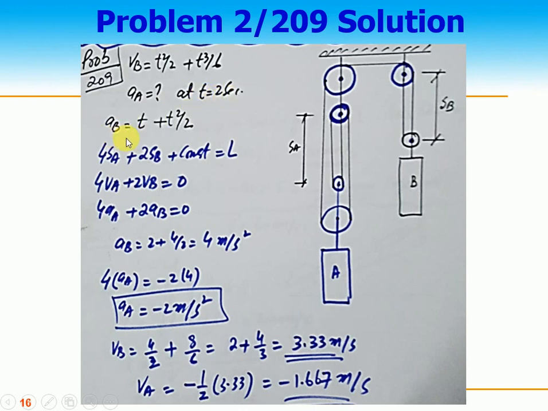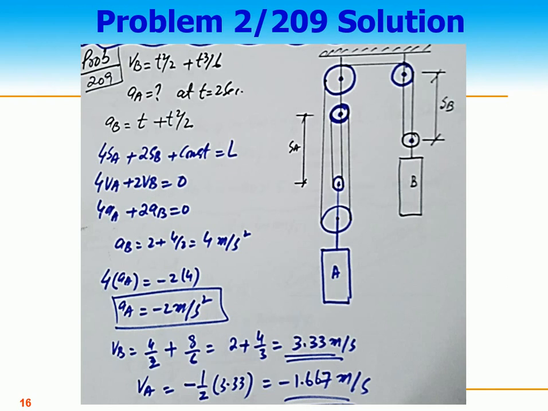So AB, I take the derivative: 2t over 2 plus 3t square by 6. We get t plus t square by 2. If I write this equation, 1, 2, 3, 4, so 4 SA plus 2 SB plus the constant is equal to 0. Taking the first derivative, 4 VA plus 2 VB is equal to 0. Then 4 AA plus 2 AB is equal to 0.